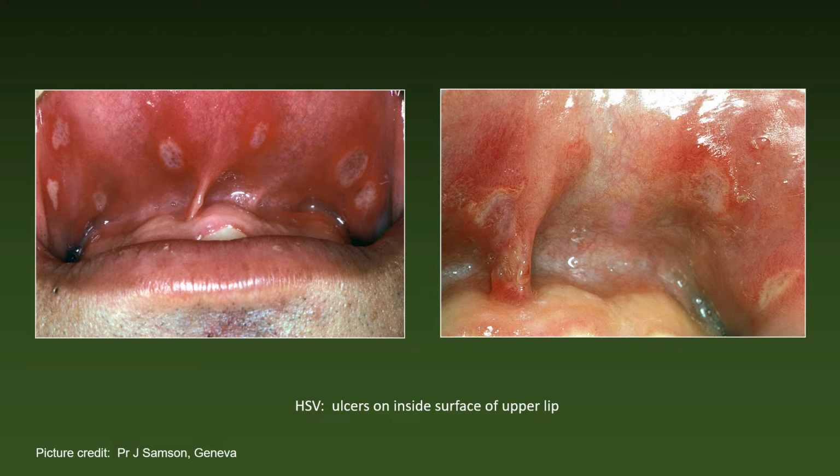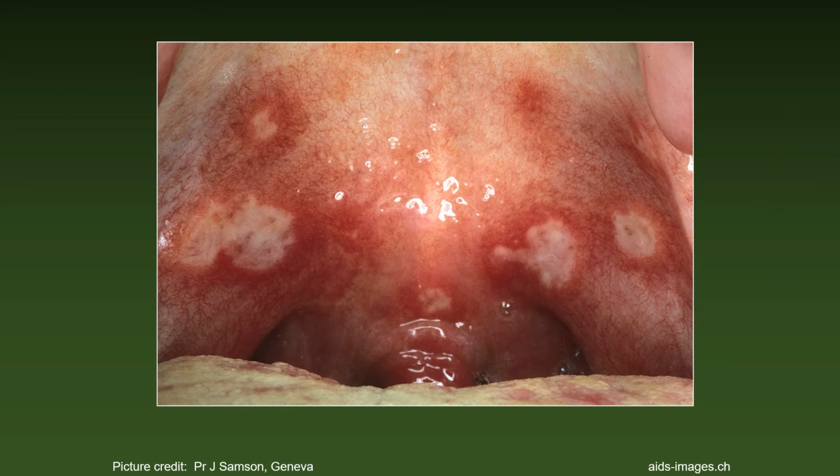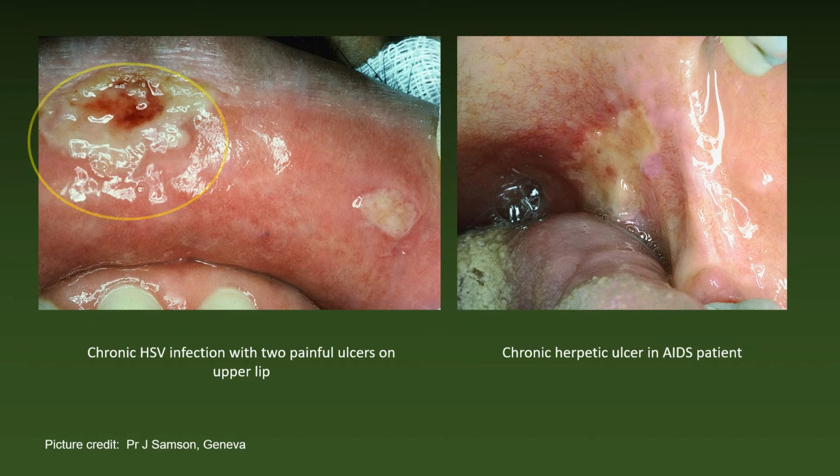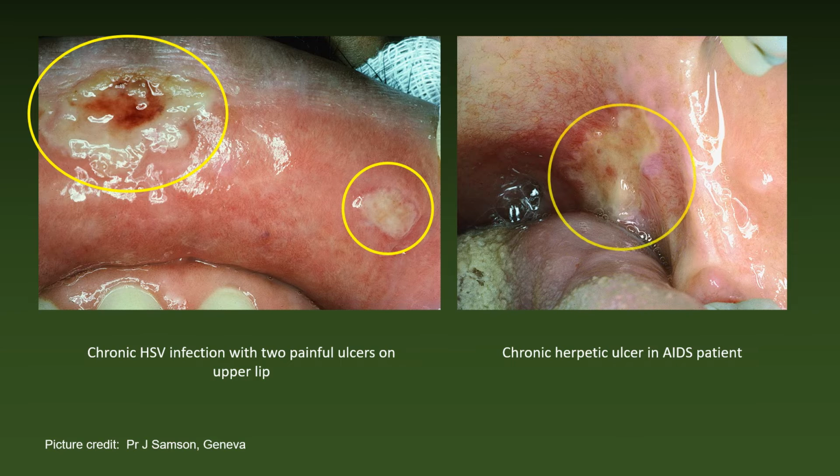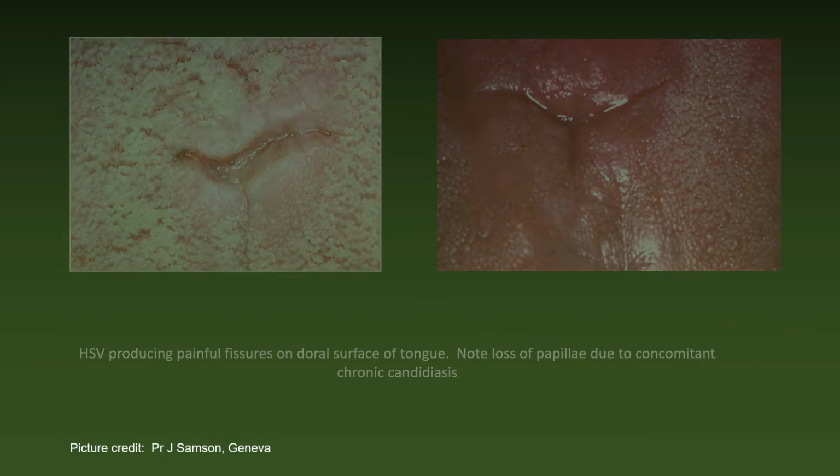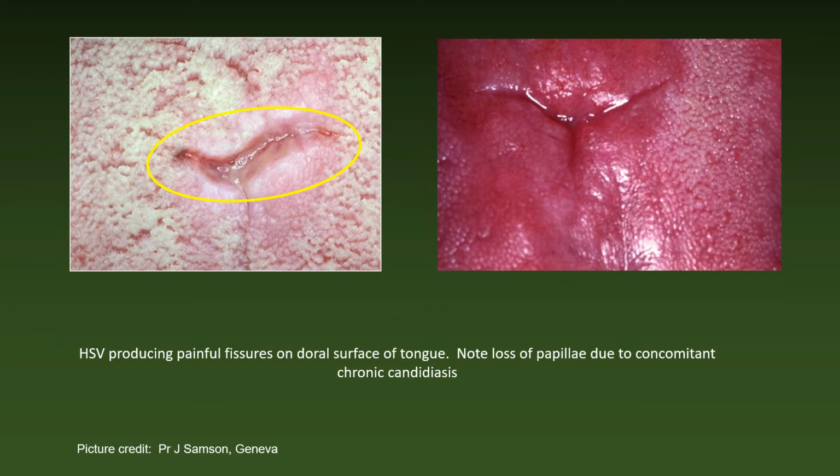HSV with ulcers on the inside surface of the upper lip and the palate. These lesions are often chronic, become infiltrated, and cause a great deal of pain and difficulty in feeding. HSV producing painful fissures on the dorsal surface of the tongue. Note loss of papillae due to concomitant chronic candidiasis.